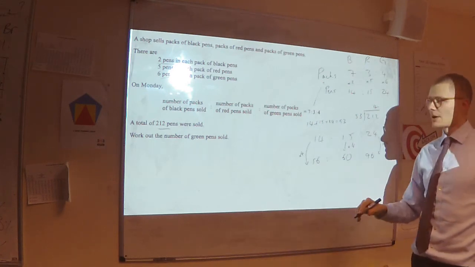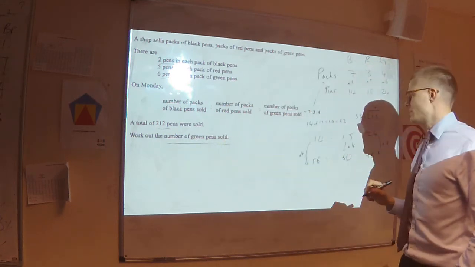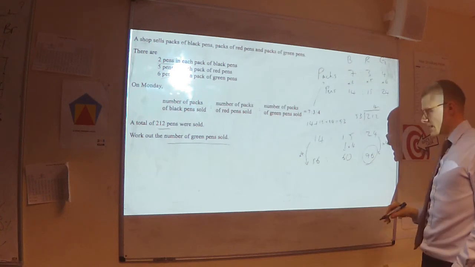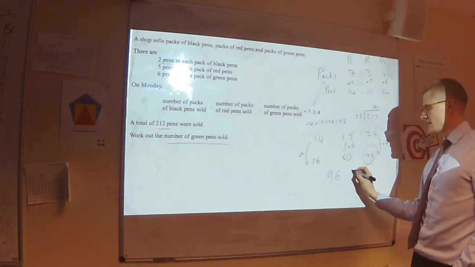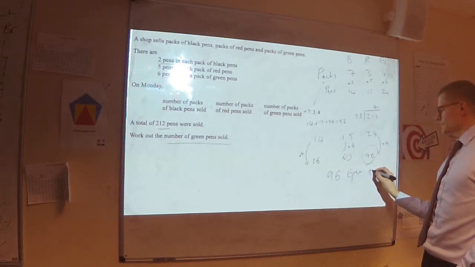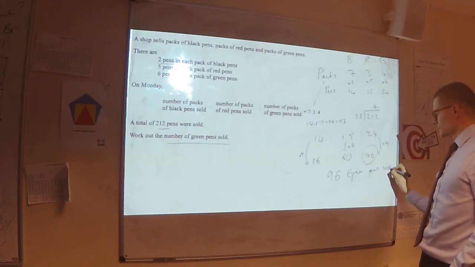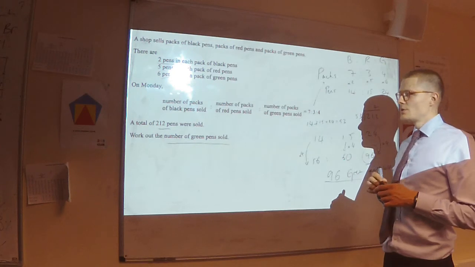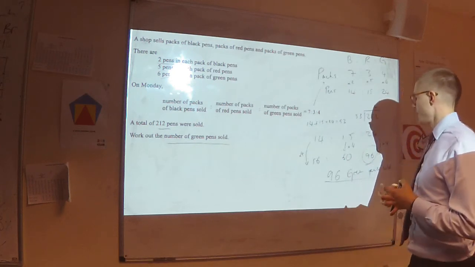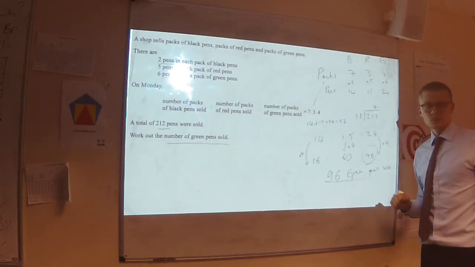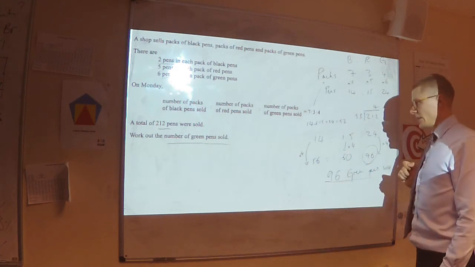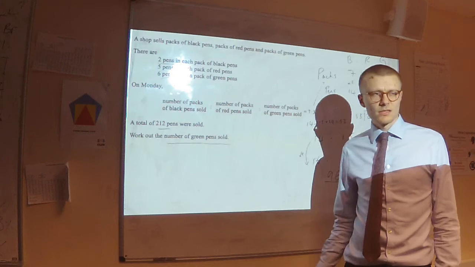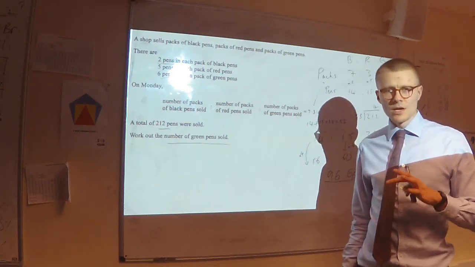I need to revisit my question. Number of green pens sold, okay? Black to red to green, so this is my key figure. So 96 green pens. 96 green pens were sold. Perfect, okay? Easy as that. Once we've got to that point, finished, all sorted. This is a kind of harder question really that you'll get because there's a couple of stages to it.